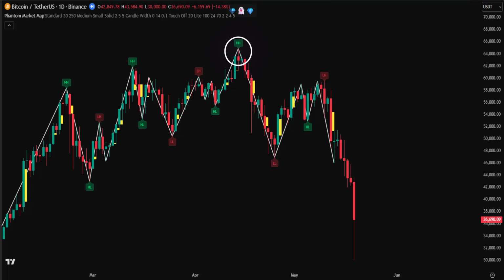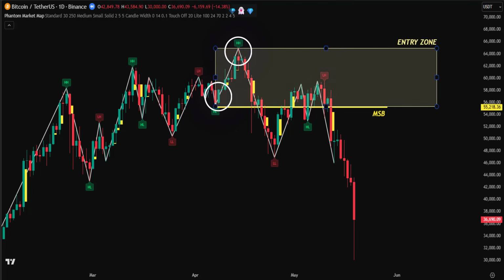Let us see how. Step 1 is to identify the higher high. Step 2 is to identify the higher low that created that higher high. Step 3 is to identify the break of structure. Step 4 is to draw the entry zone between the higher low and the higher high.